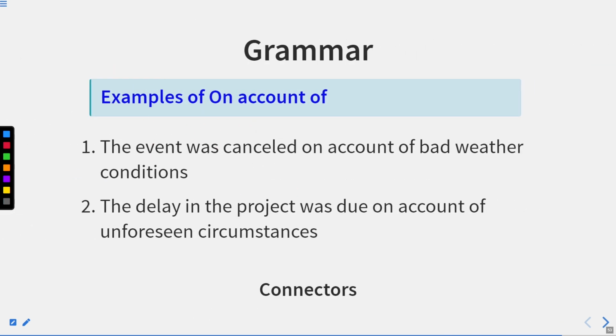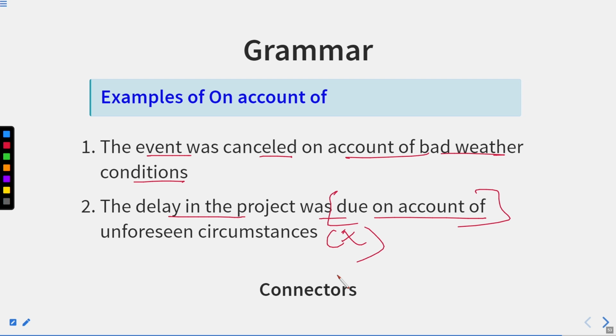Examples of on account of: the event was cancelled on account of bad weather conditions. The delay in the project was due, it is not due. This is incorrect. Now, one more thing is there. We cannot write all the words together. Due, on account of, unforeseen circumstances, the sentence will be incorrect, because we cannot use all the phrases together like due to, because of, owing to, or on account of. We cannot use all of them together. In fact, we should use them separately, individually, though their meanings are the same. Now, due to, on account of, this will be the incorrect sentence.